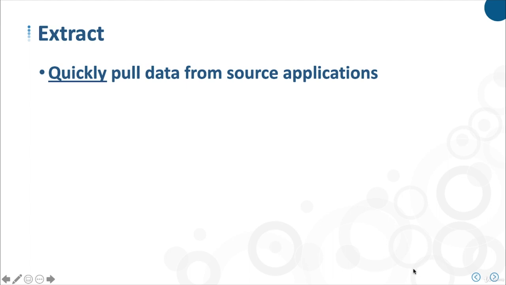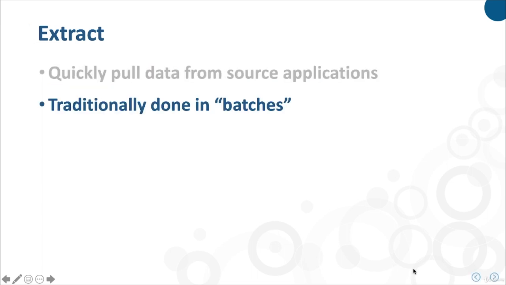The whole idea behind the E side of ETL, the extract, is to quickly pull the data from various source applications. Traditionally, we'll do so in batches, so maybe it's every hour, every week. In the old days, maybe it's every 5 minutes, every day. We'll look at various intervals for ETL as we talk about what some of your options are, but we'll do so typically in various batches. So that's why ETL is known as a batch-oriented data flow process.